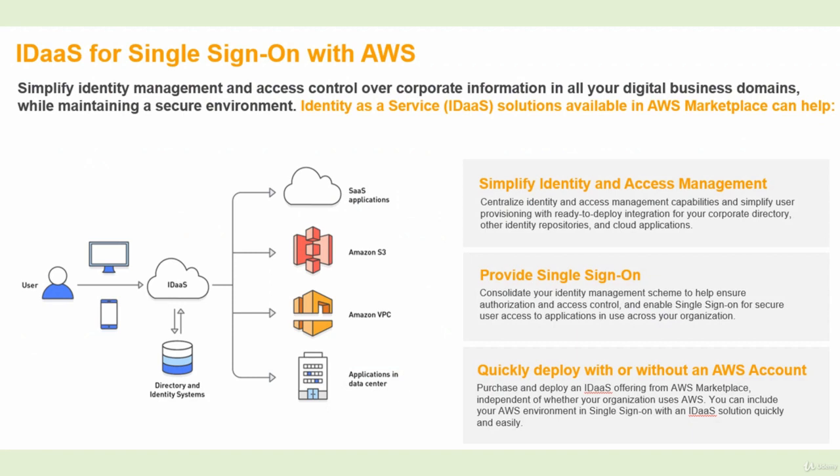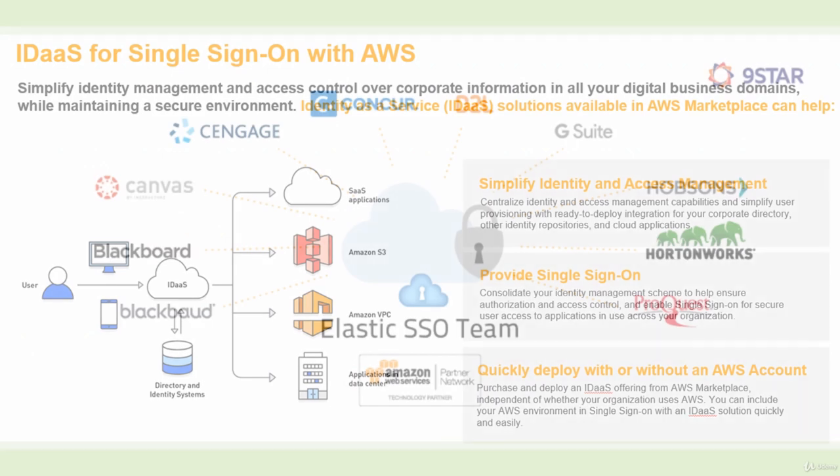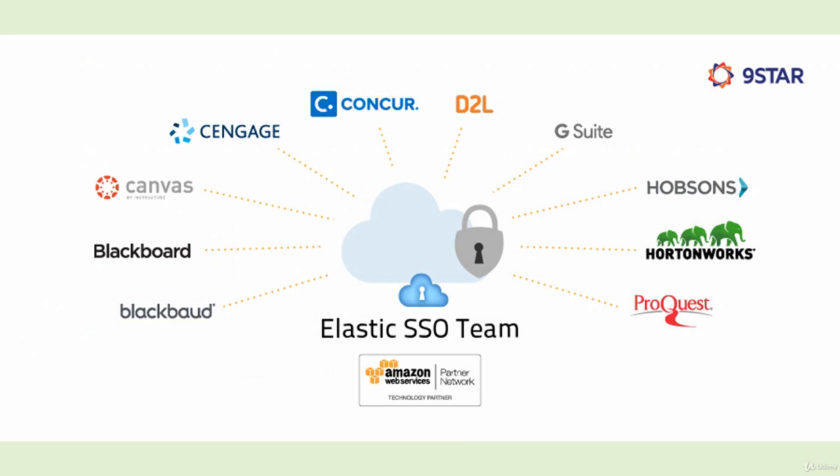Then we have identity as a service solutions for AWS that could be used with single sign-on, which simplifies the identity management and access control over corporate information for all your digital business domains. While maintaining a secure environment, you can simplify identity and access management, IAM. You have to provide a single sign-on. You can quickly deploy with or without an AWS account as well. It could be integrated with a wide range of services.